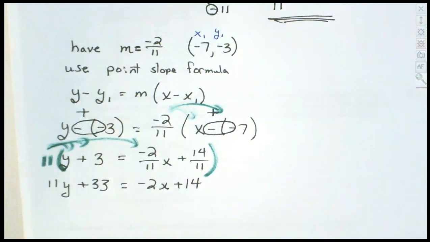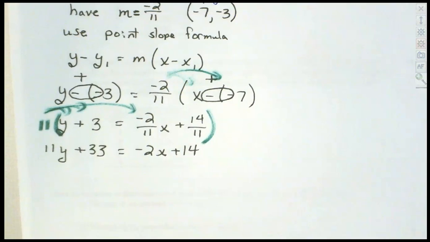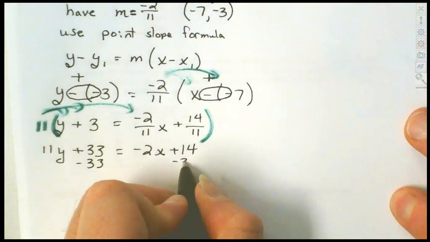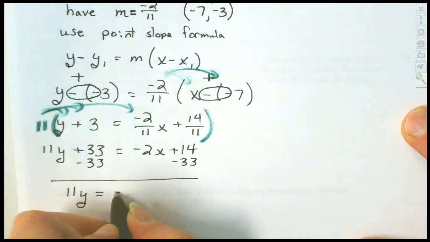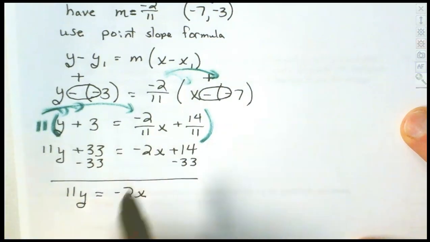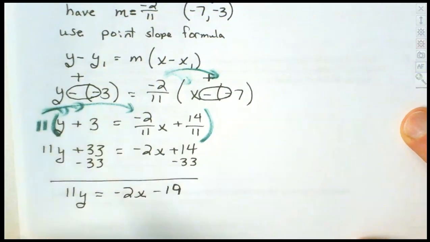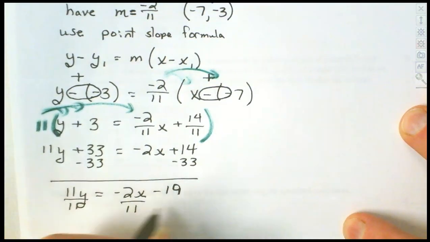Is everyone okay with what we're doing so far? From now on, it's just algebra. So we're at this point. We need to now solve this for y. So we're going to move that 33 over with subtraction. That's 11y equals negative 2x, and 14 minus 33 makes it a minus 19. We'll divide by our 11, and now we're done.